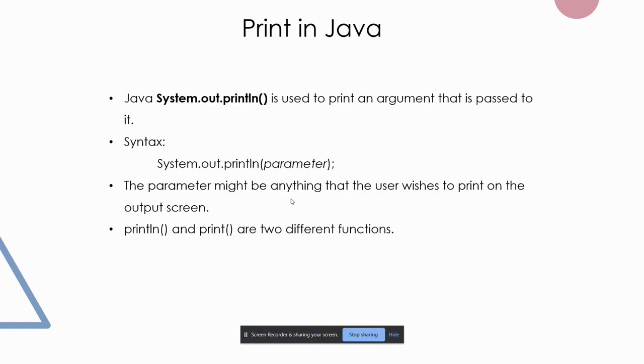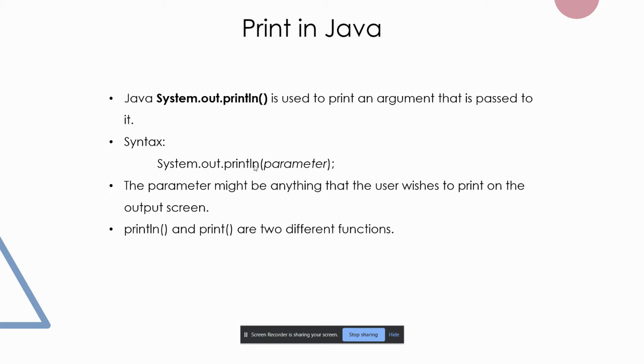Okay, now let's talk about print in Java. The syntax for a print statement in Java is System.out.println and then the parameter. This parameter can be anything the user wants to print on the screen. Here, we need to know that println and print are two different functions. println is used when we want to print the message and then move the cursor to a new line. But print is used when we print the message but want the cursor to remain on the same line.